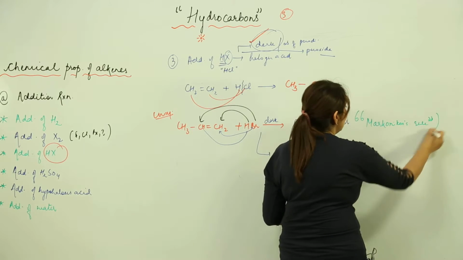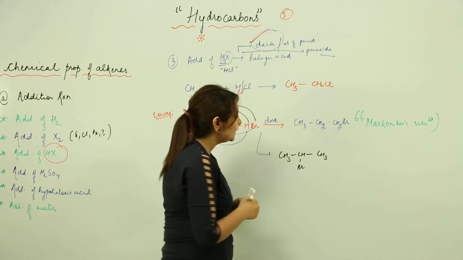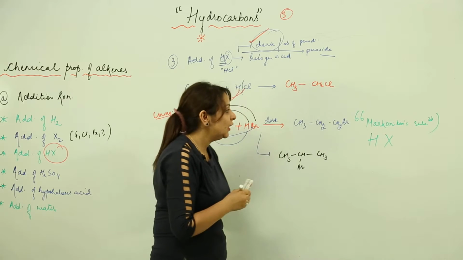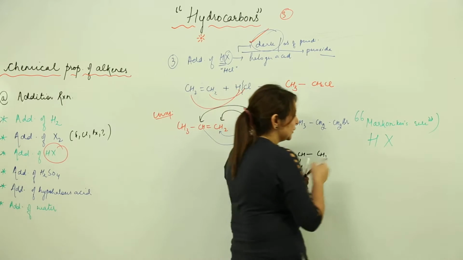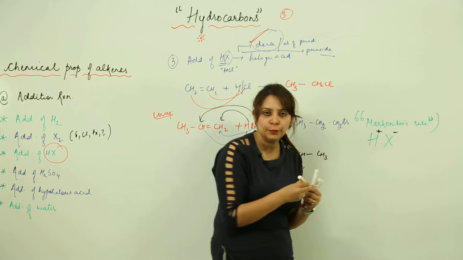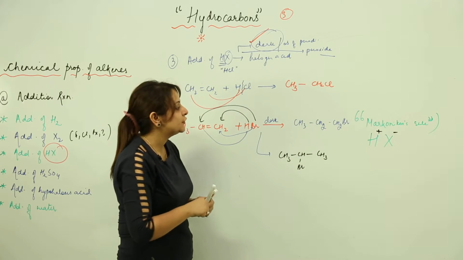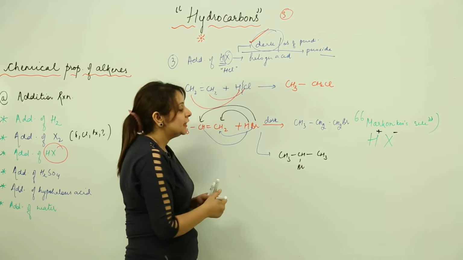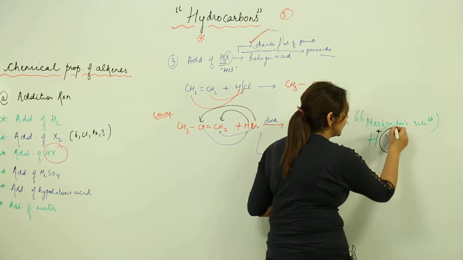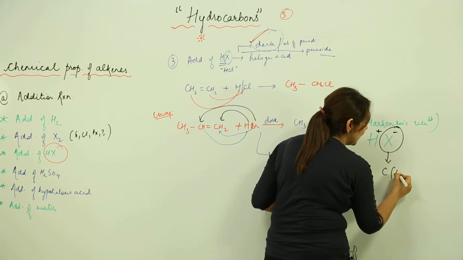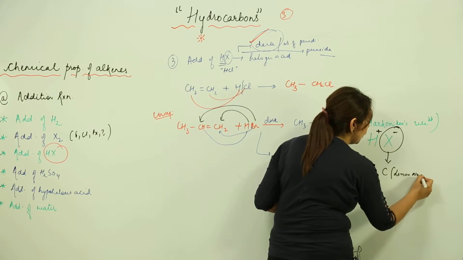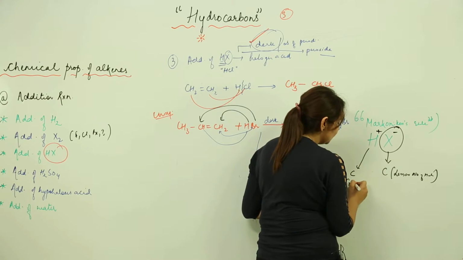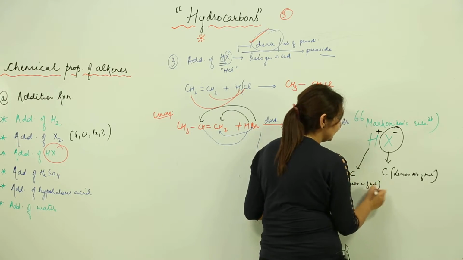Markovnikov's rule. What does this rule actually state? It states that whenever you are adding a substance, suppose we are adding HX, right? In this HX, one is a positive part and the other is a negative part. According to Markovnikov, when you are adding HX to an unsymmetrical alkene, the negative part attaches to the carbon atom which carries a lesser number of hydrogen atoms, and the hydrogen attaches to the carbon which carries more hydrogen atoms.